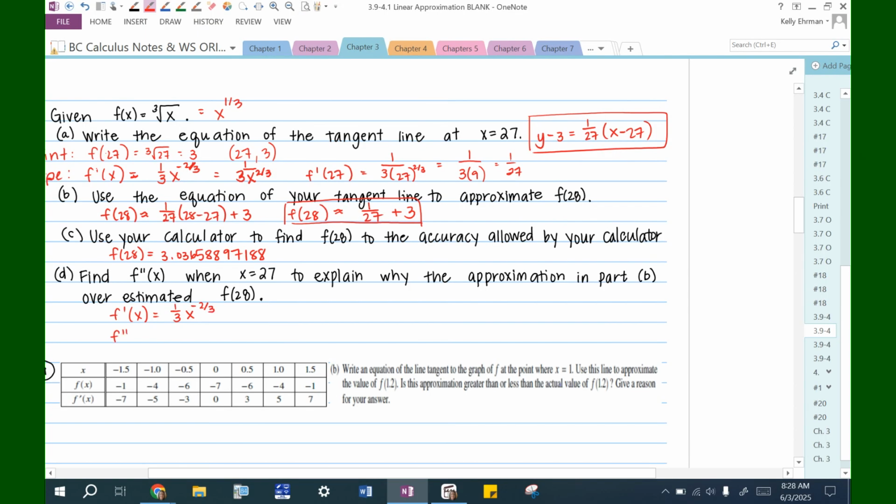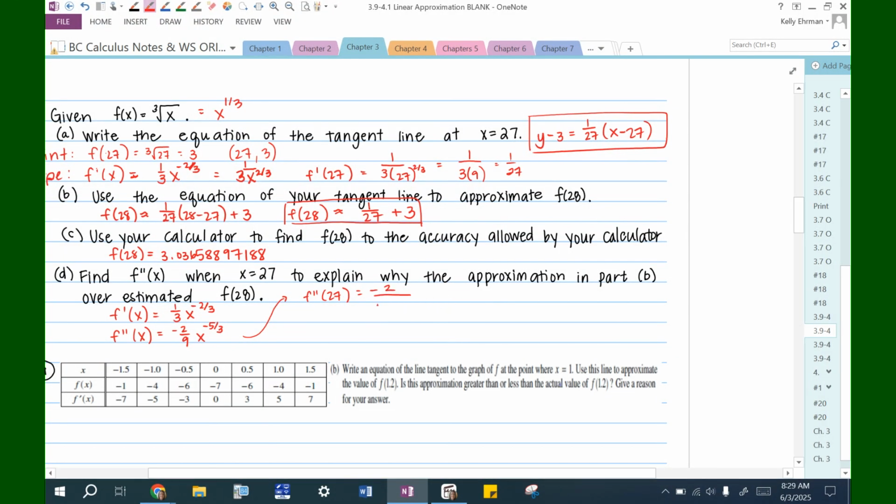So to find the second derivative, I need to bring down this exponent. So 1/3 times negative 2/3 is negative 2/9. X to the negative 2/3 minus 1, or minus 3/3, is now minus 5/3. And then if I evaluate f double prime of 27, I get negative 2/9 times 27 to the negative 5/3. Actually, let me put this down here.